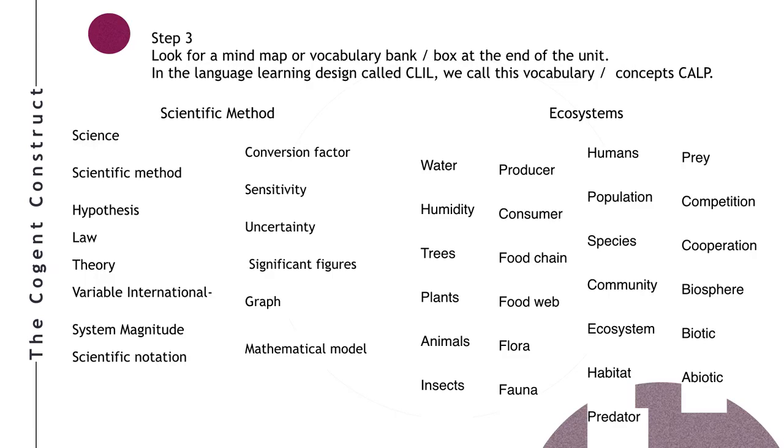Now add that vocabulary bank, about 10 to 15 of the most important words or concepts from your unit. We're going to do something with these words as a pre-unit activity. Here are 2 examples. For the scientific method, here are about 10 to 15 of the most important words from this unit. And then also from ecosystems, I actually have a few too many in ecosystems, but it's just to give you a really good idea of what I mean by this vocabulary bank.